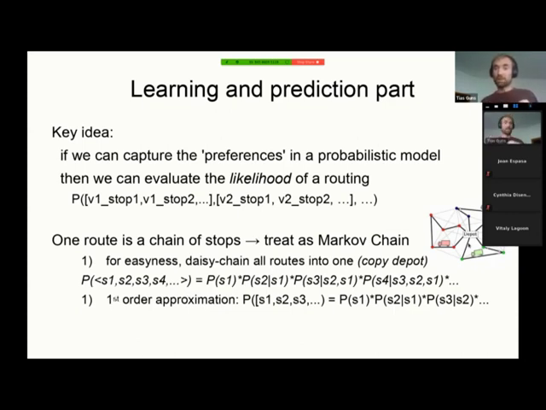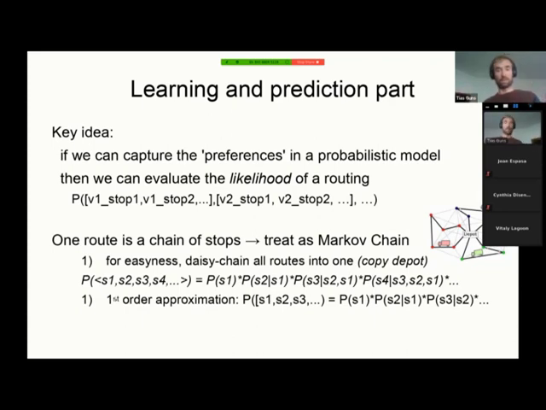And what we actually do is, even though we have multiple vehicles, we can daisy chain these routes all together in one big route. And then one routing, one VRP solution, can actually be represented as one long route. And for this route, we can devise different kinds of probabilistic models.